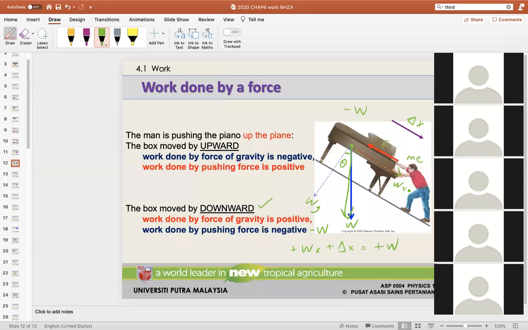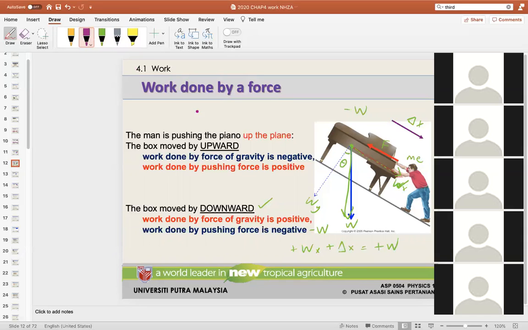This is the force by gravity. Okay, I said that whatever is in the inclined direction is my x. This is just labeling. So the component for the weight in this direction is in the same direction as displacement. This gives me a positive work done. That is when my piano is sliding down.